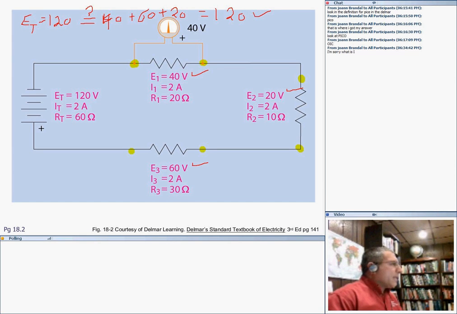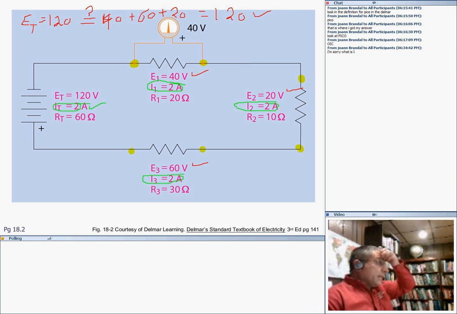Let's look at the second rule. The current stays the same. Can you guys see that the current stays the same? Current is the same. Perfect. The current stays the same, right? No problem. That's another rule.